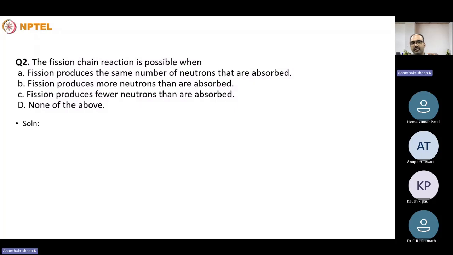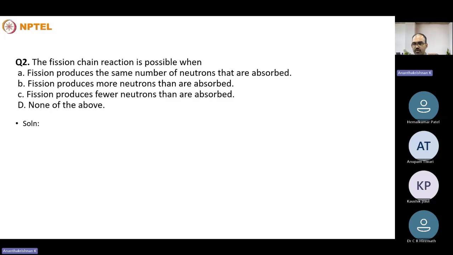The question is regarding the fission chain reactions. The fission chain reaction is possible when the fission produces the same number of neutrons that are absorbed. Fission produces more neutrons than are absorbed. Fission produces fewer neutrons than are absorbed. None of the above. The answer is that fission produces more neutrons than are absorbed.